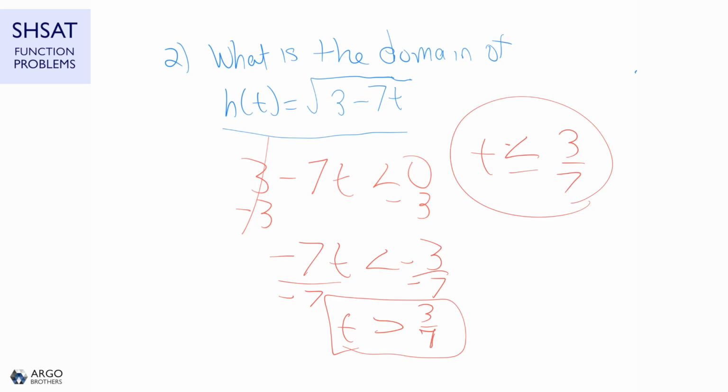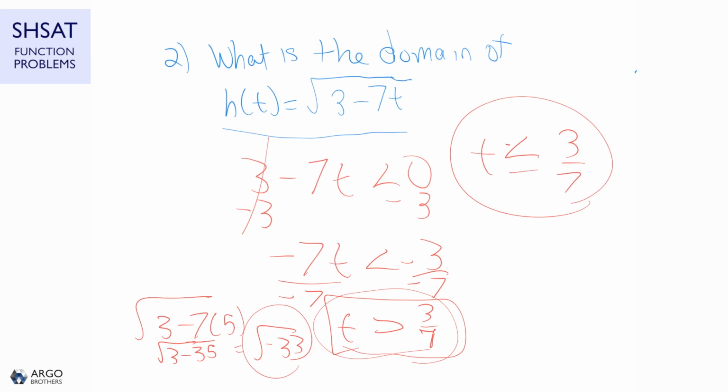and we can check it out. So let's try and see what values here would make sense. So if we make t equal to 5, then we should get a negative under the square root sign. Let's test it out. So 3 minus 7 times 5. So that would be the square root of 3 minus 35, which is the square root of negative 32. And so that's a negative number under the square root sign. So we know that that doesn't work.